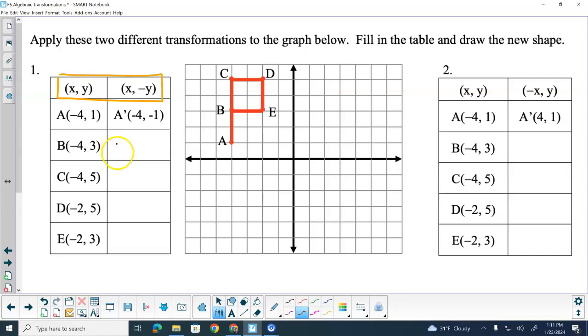Okay? So B prime then is going to be at the point what? Where's B prime? It's on your paper too. That way you don't have to look around people. X is going to stay the same, so that's going to be B prime.